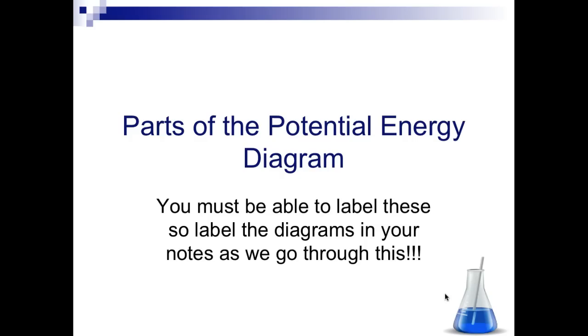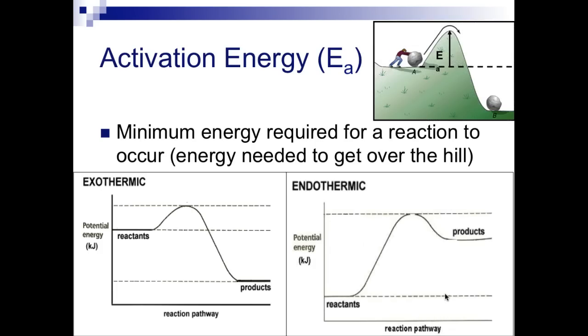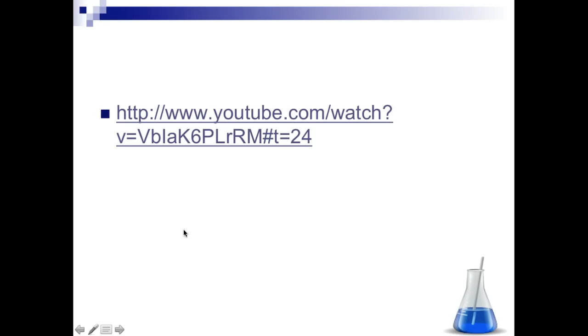So there are different parts of the potential energy diagrams. You must be able to label these, so the diagrams in your notes as we go through this. So let's look at activation energy. Activation energy is the minimum energy required for a reaction to occur. It's the energy needed to get over that hill. That's your activation energy. So right here would be our activation energy.